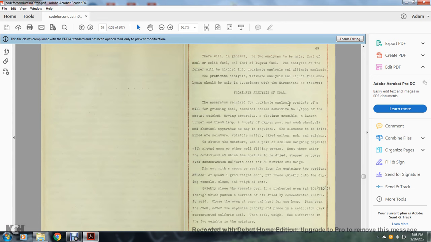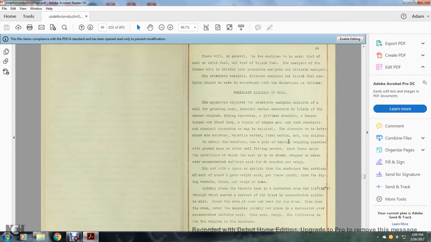The apparatus required for the approximate analysis consists of the mill for grinding coal, the chemical scales sensitive to 1 to 1,000, the drying apparatus, platinum crucible, burner, blast lamp with the supply of oxygen gas, and such chemical apparatus as may be required for the determination of the elements, that is the moisture, volatile matter, the fixed carbon and ash and sulfur.